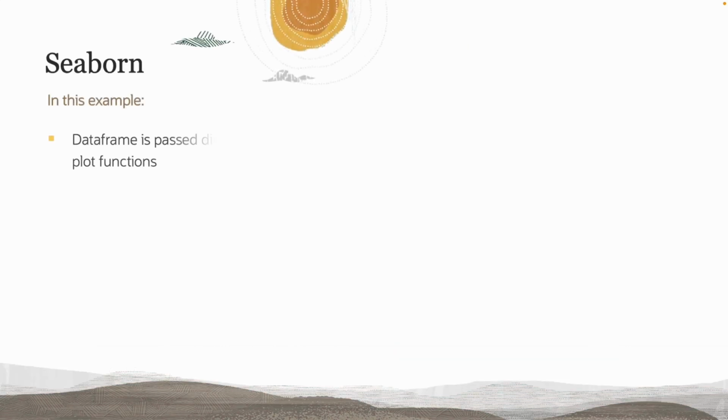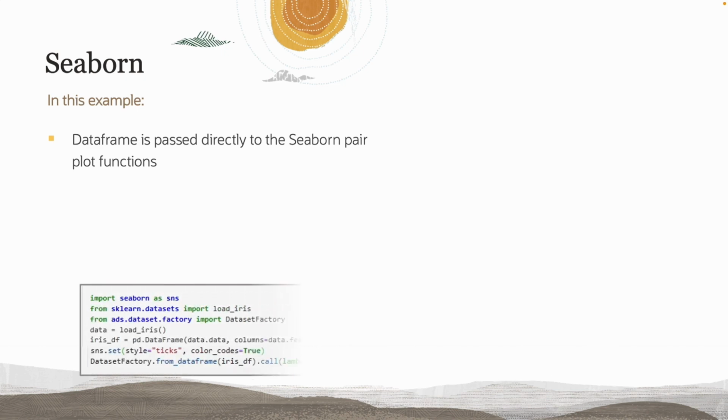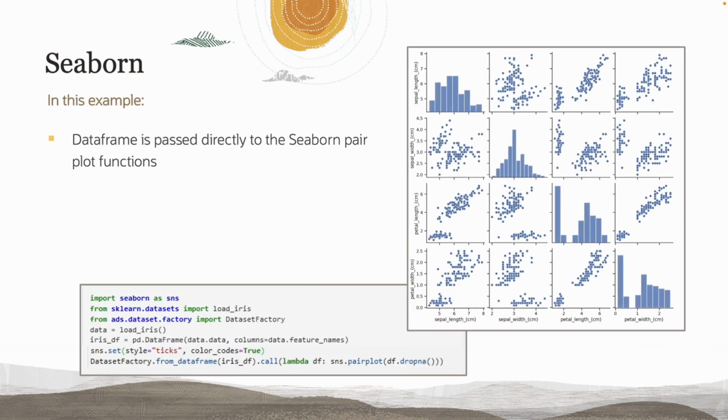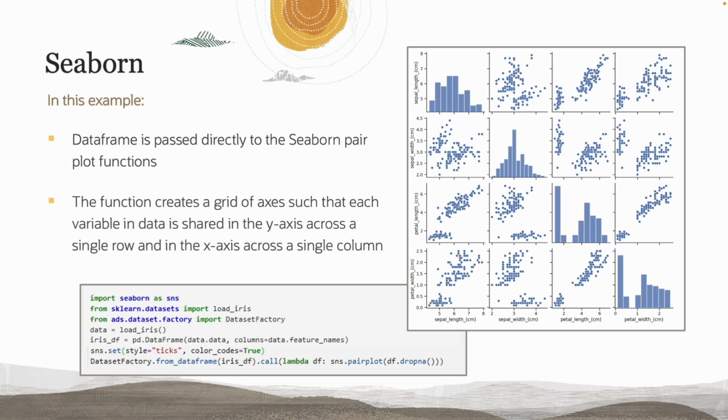In this example, a data frame is passed directly to the Seaborn pair plot function that plots a pairwise feature relationship for the dataset. The function creates a grid of axes so that each variable in the data is shared in the y-axis across a single row and in the x-axis across a single column. The diagonal axes are treated differently, drawing a plot to show the univariate distribution of the data for the variable in that column.